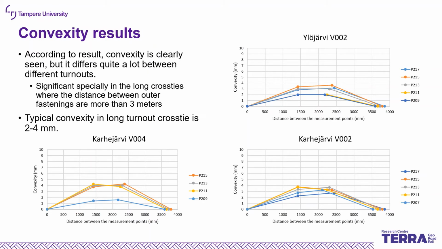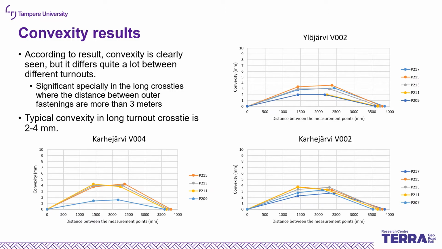Then the convexity results. According to the results, the convexity is clearly seen in the concrete crossties, but it differs quite a lot between different turnouts. The convexity is significant, especially in the long crossties, where the distance between the outer fastenings is more than 3 meters. Naturally, when the crosstie is really short, the convexity is meaningless, because it doesn't have enough length to grow or matter anyway.